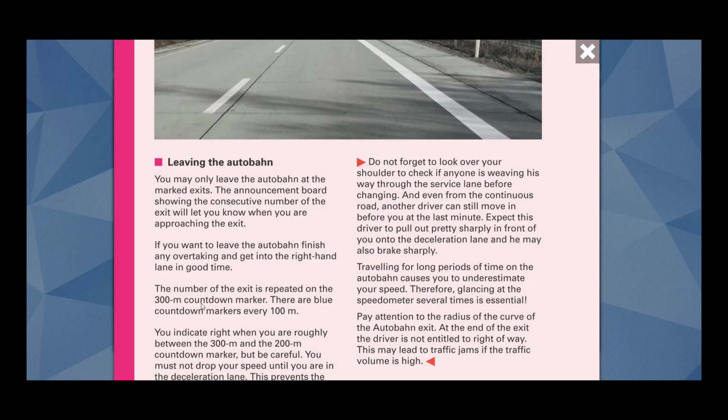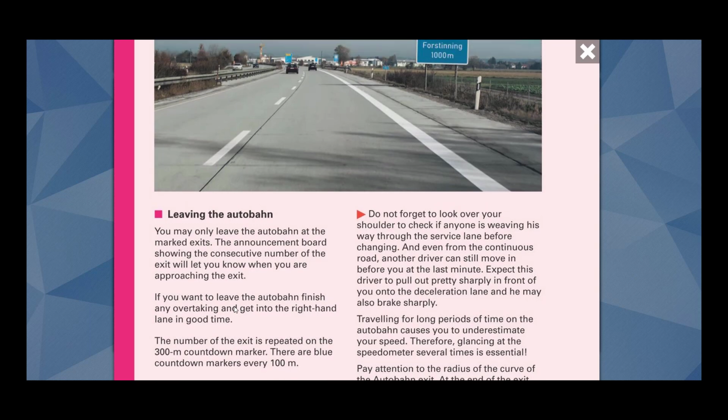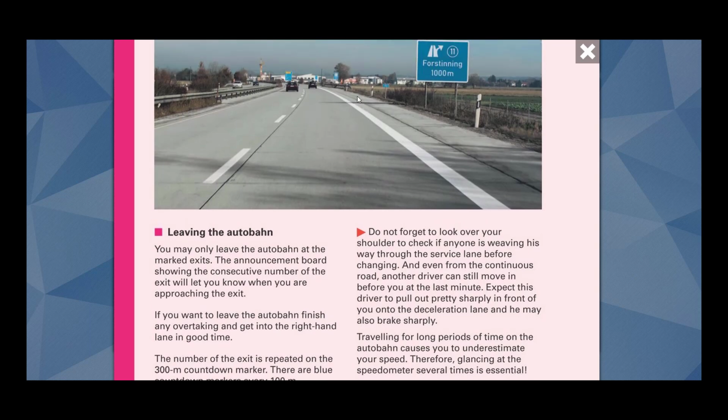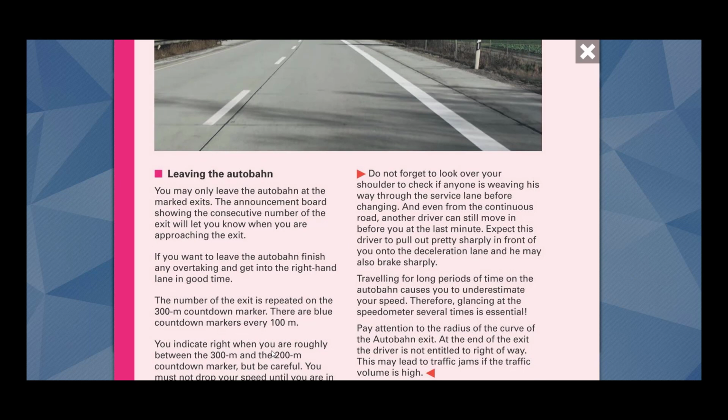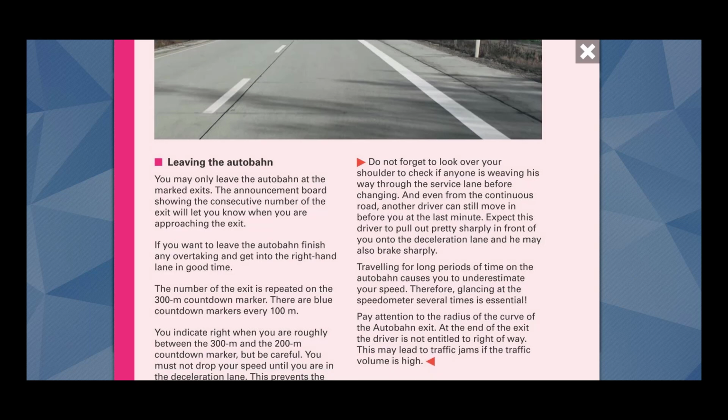The number of the exit is repeated on the 300-meter countdown marker. Normally you always see the marker. Here in this figure, the markers are missing. But on these markers, the 300 marker and 200 marker, you indicate right when you are roughly between the 300-meter and 200-meter countdown marker. But be careful. You must not drop your speed until you are in the deceleration lane. This prevents the traffic behind you from being unnecessarily obstructed.